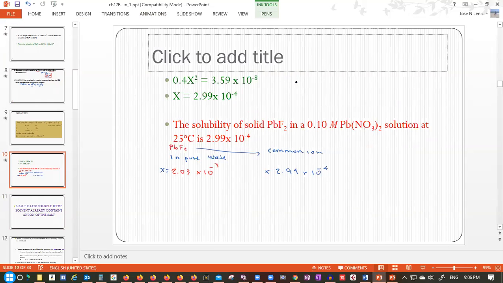So if we remember Le Chatelier's principle and we apply it to that, let's write it here again. PbF2 solid in equilibrium with Pb2+ aqueous plus 2F- aqueous, and produces X and 2X. But in the second case where we have the common ion, the solution already contained 0.10 molar of this. So basically you are adding one of the products, the common ion, and what will happen with the equilibrium? The equilibrium shifts to the left, pushing more of this to react with more of this to go to the left, because you are breaking the equilibrium by adding extra of one of the components, the common ion. So yes, it's proven.